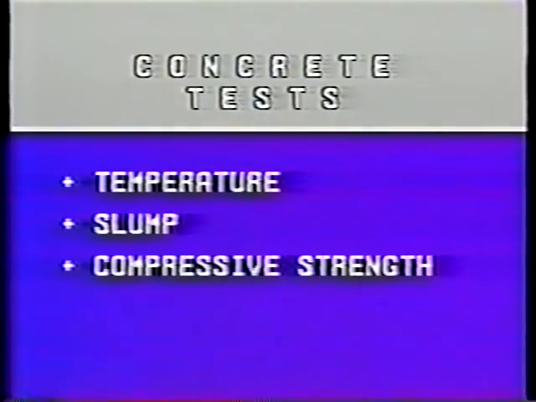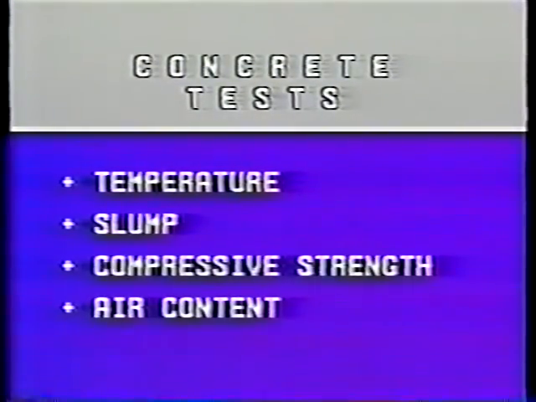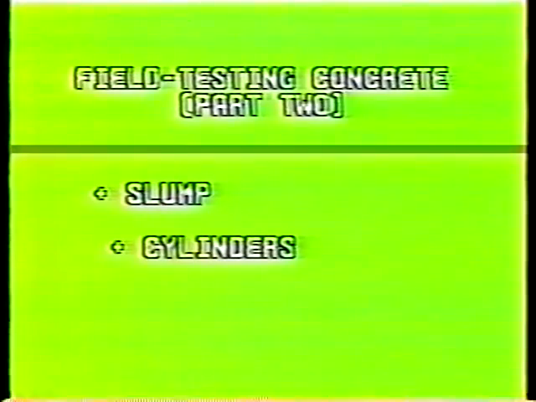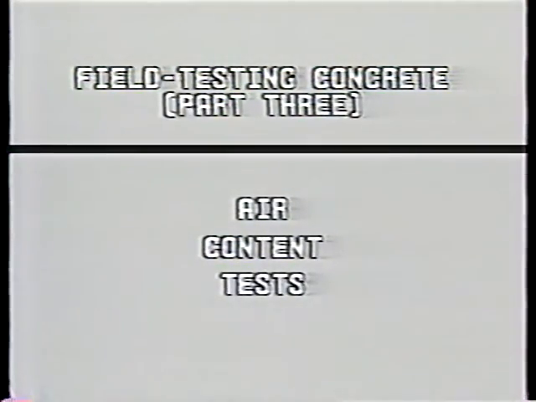Here are the major tests: temperature, slump, compressive strength, and air content. This program, Part 1, covers the necessary preparations, sampling concrete, and checking temperature. Part 2 covers testing the concrete for slump and casting cylinders for compressive strength tests. And Part 3 deals with air content tests.